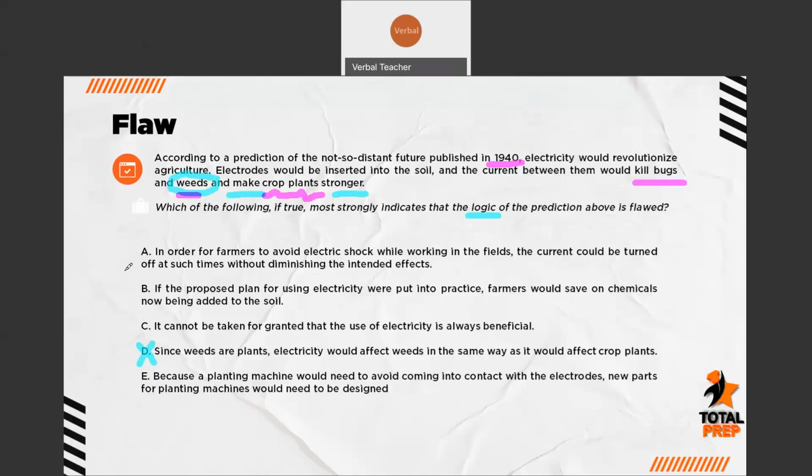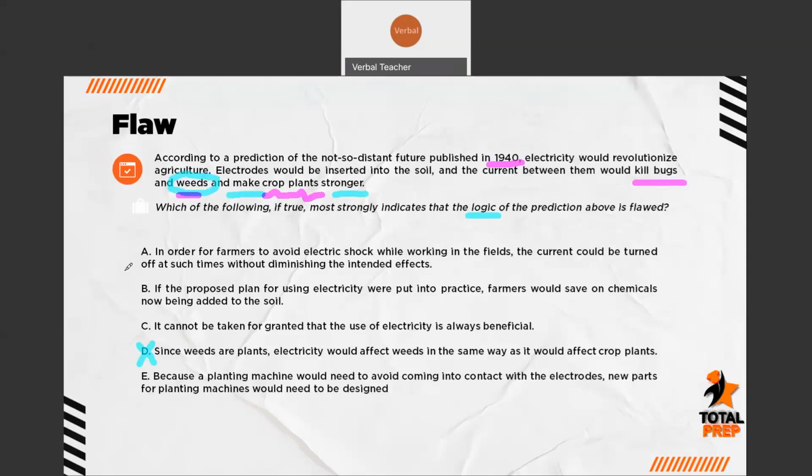B, if the proposed plan for using electricity were put into practice, farmers would save on chemicals now being added to the soil. This is a good point, actually. This is a good outcome from this idea.